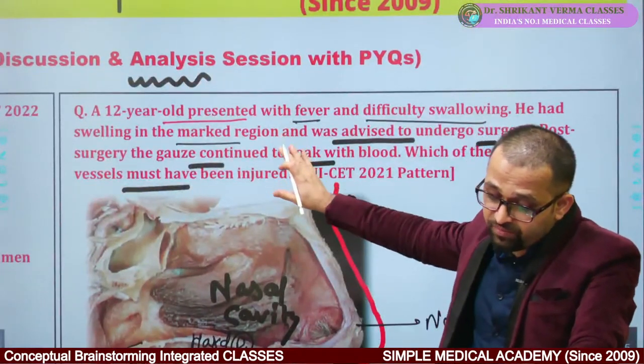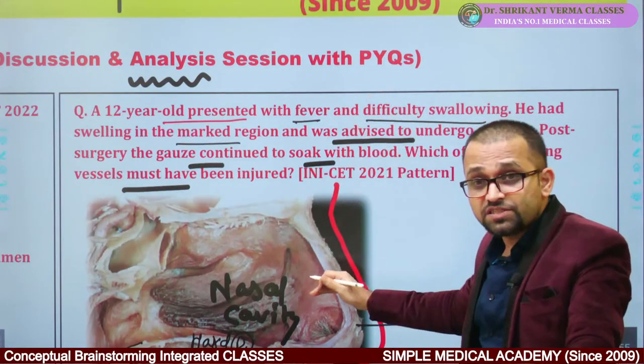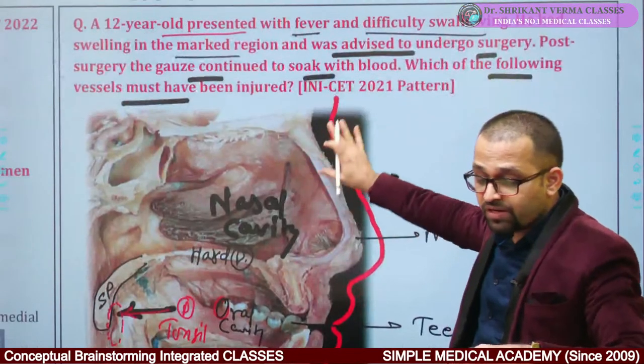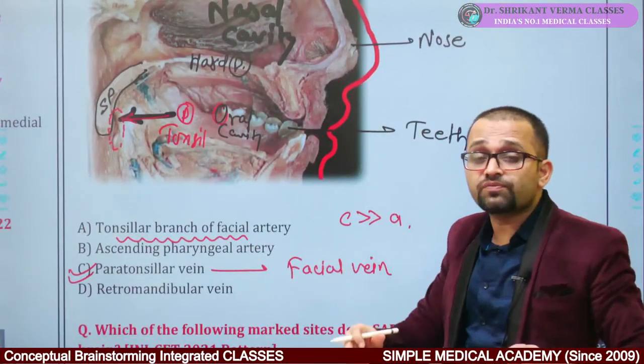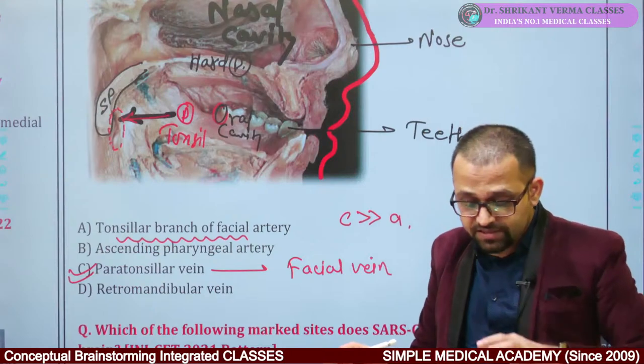Okay, we will do more discussion related to it, but this is a quick question-answer revision, so right now it is sufficient. What you have to remember is that in tonsillectomy, the bleeding is more commonly due to the paratonsillar vein. The facial artery is also correct, but if you have to opt among these two, the best answer will be the paratonsillar vein.